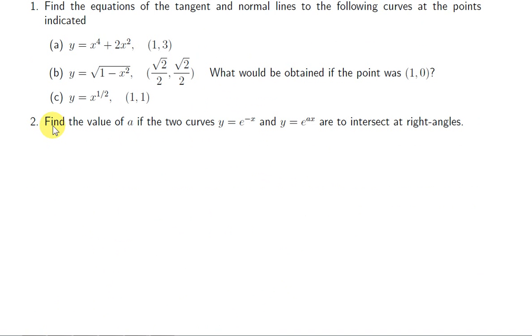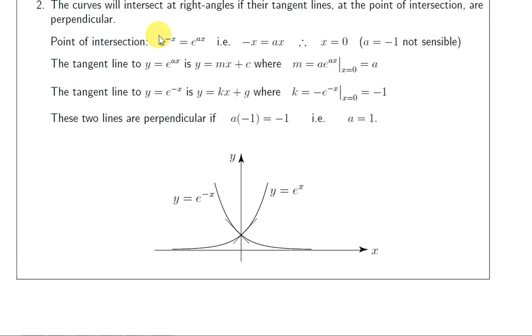Let's take this example here. Find the value of a if the two curves y equals e to the minus x and y equals e to the ax are to intersect at right angles. Now, what does it mean for two curves to intersect at right angles? Well, it means that at the point of intersection of the two curves, the tangents to both curves at that point must be perpendicular to each other. So this is the picture that we're after.